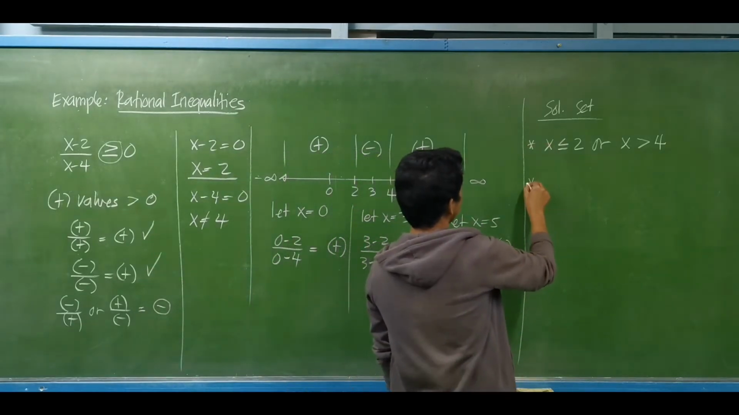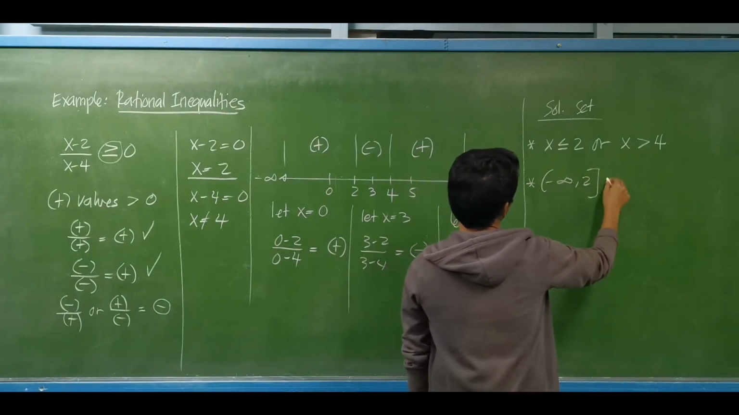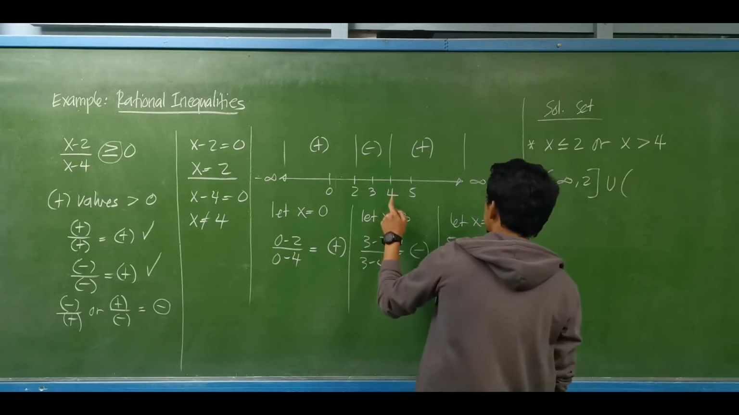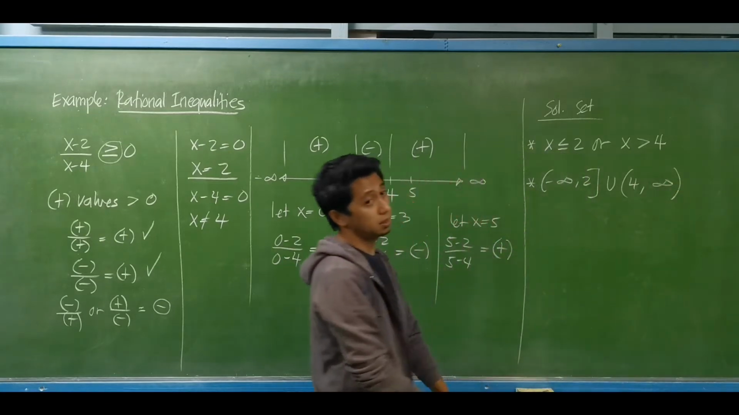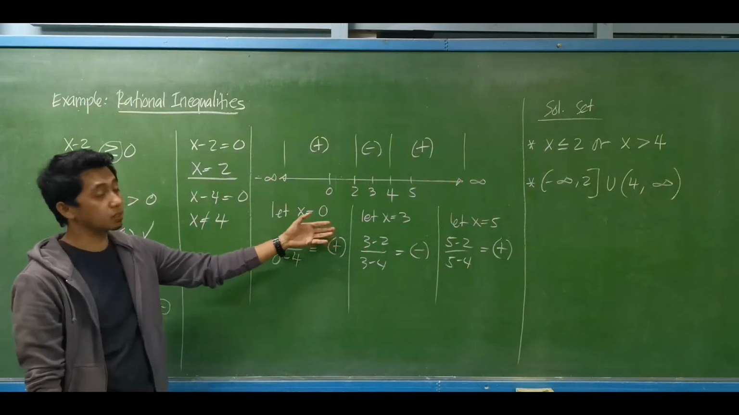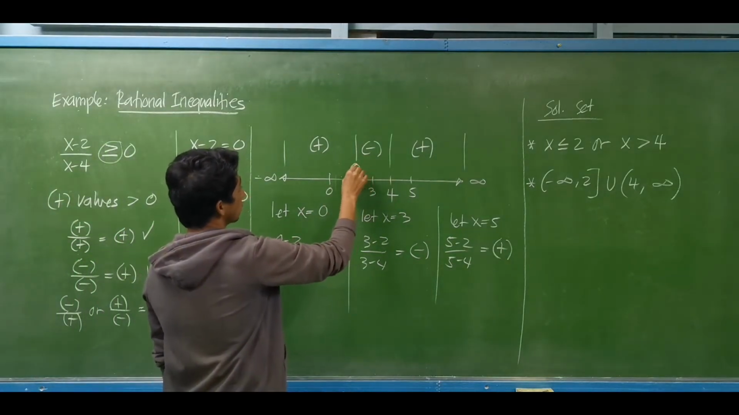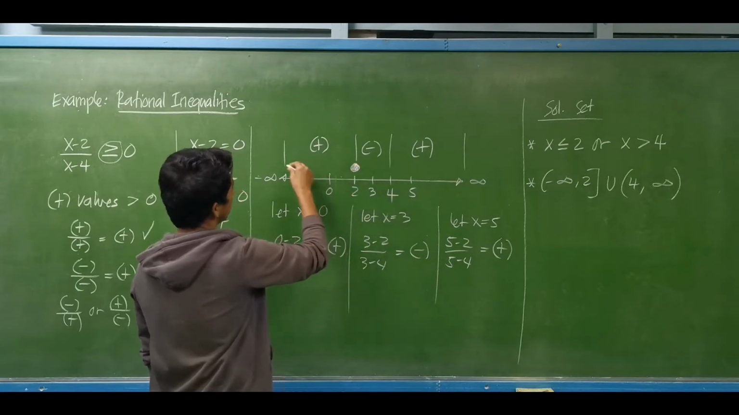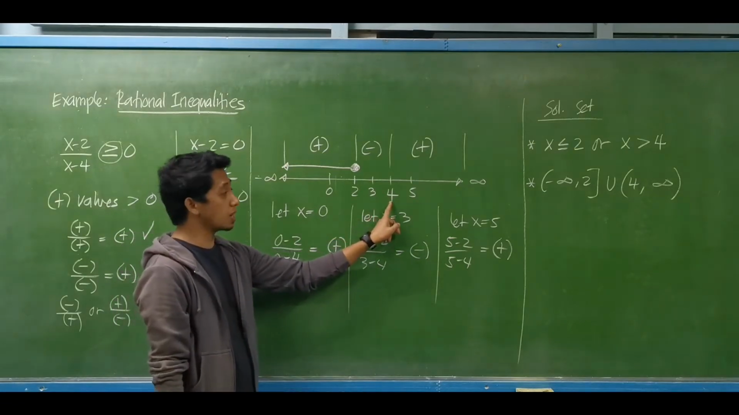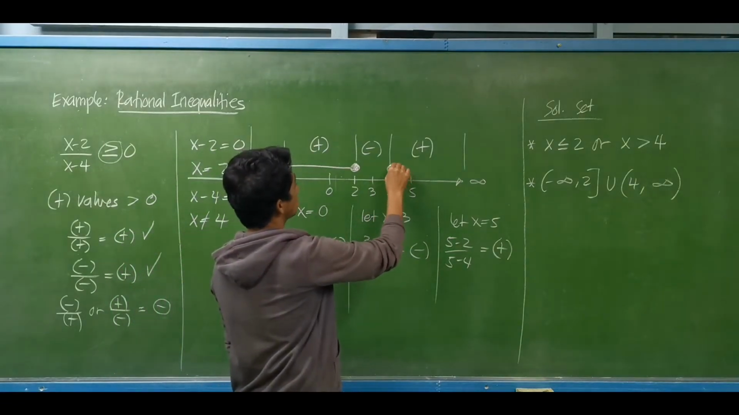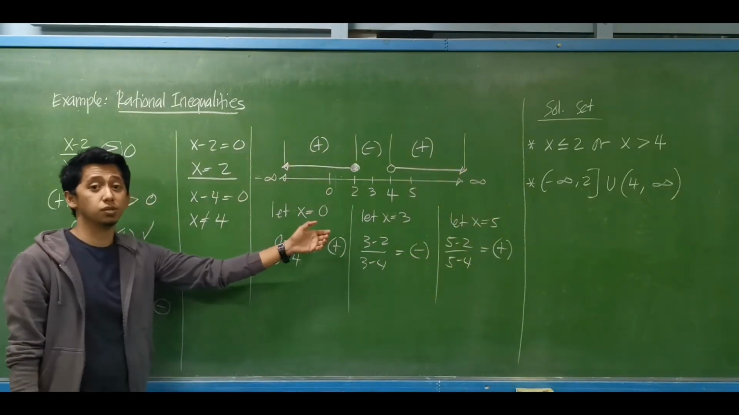In interval notation, that is from negative infinity to positive 2, union, again 4 is not included, from positive 4 up to positive infinity. And how do we present the solution set using the number line? 2 is included, so this is a closed circle, with an arrow towards negative infinity. Then 4 is not included, so that will be an open circle with an arrow towards positive infinity. So this is our solution set.